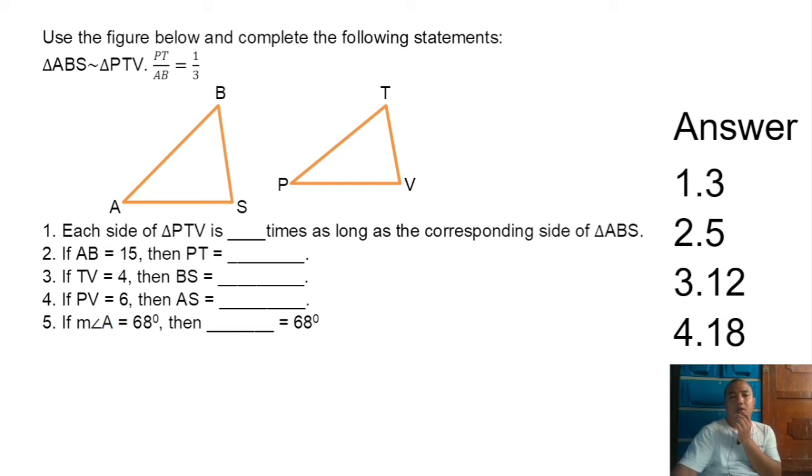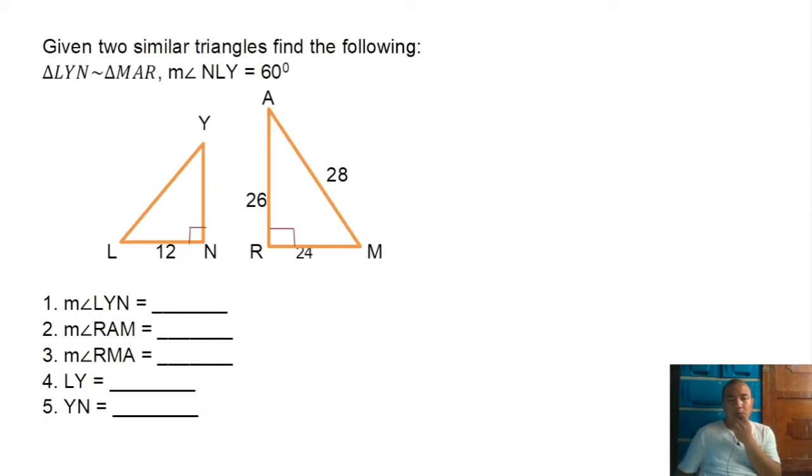Now, if angle A is 68 degrees, then in the other triangle, what angle has a measure of 68 degrees? Of course, it's the corresponding angle, which is angle B. Next, given two similar triangles, find the following.